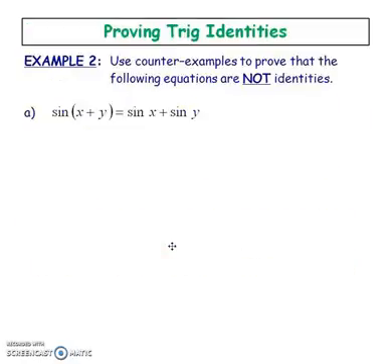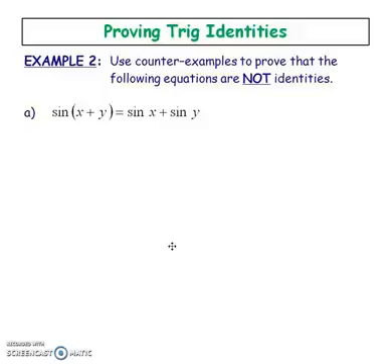This is example number 2 because it's a continuation of the last 4.5 video, and we just want to prove that this is not an identity. In other words, why don't we sub in values of x and y, and we just want to make sure the left side does not equal the right side.